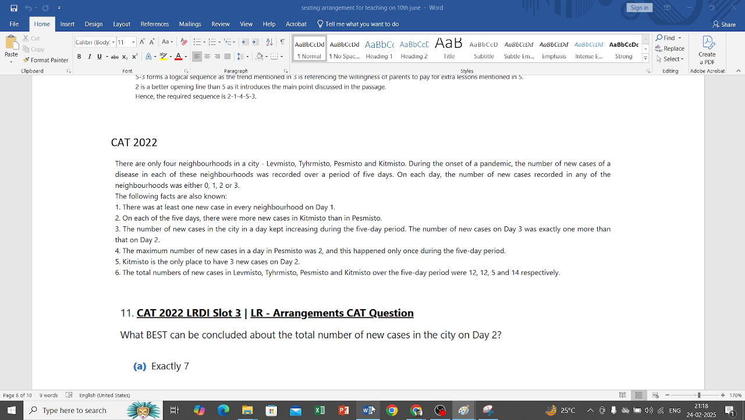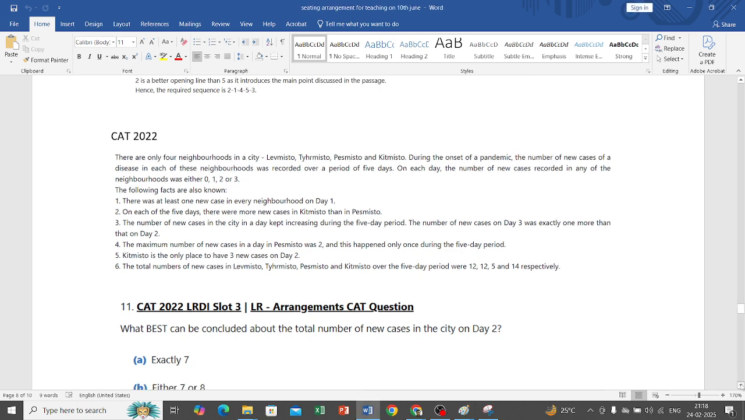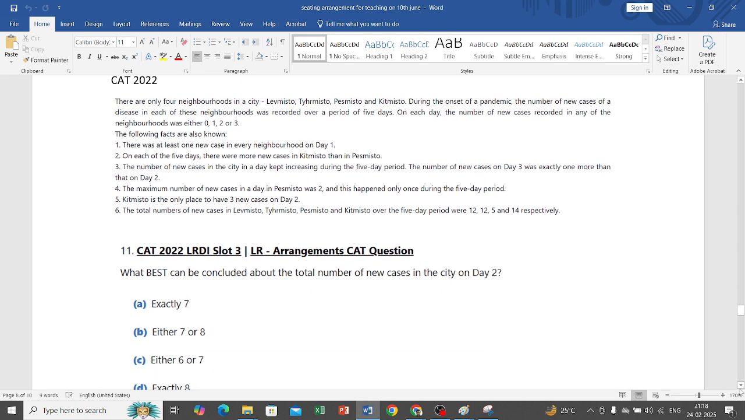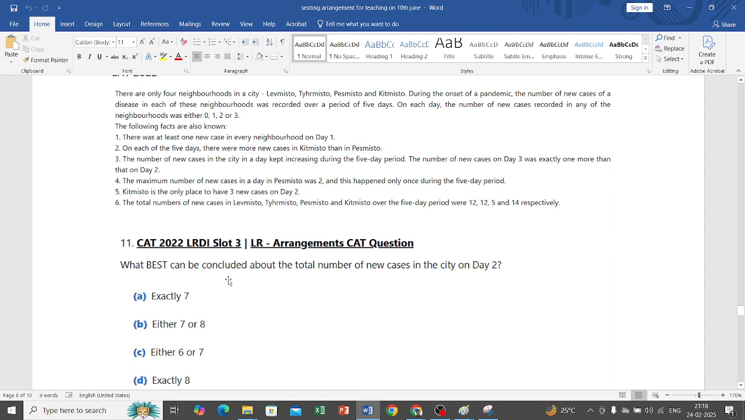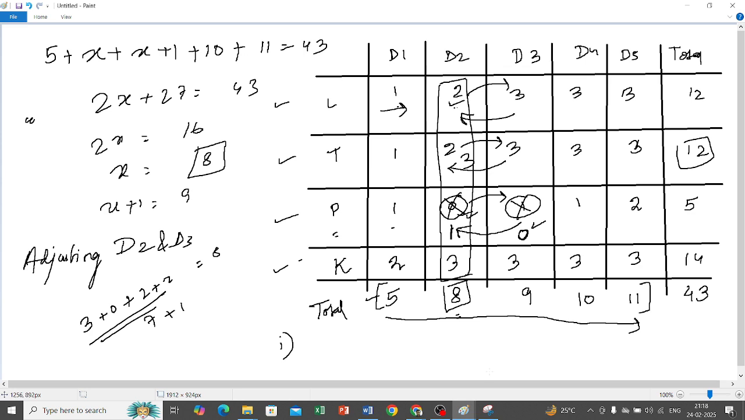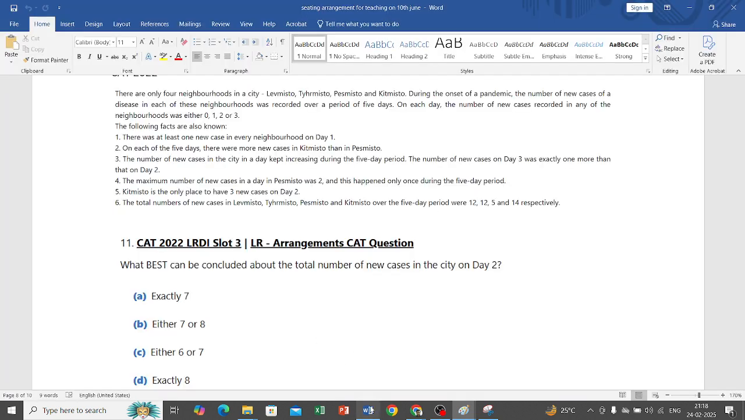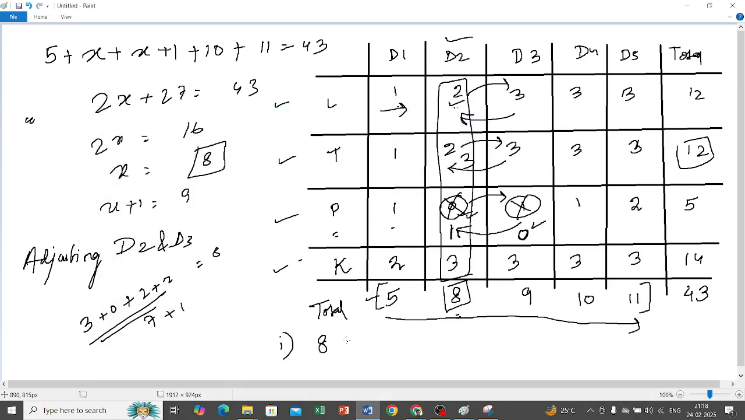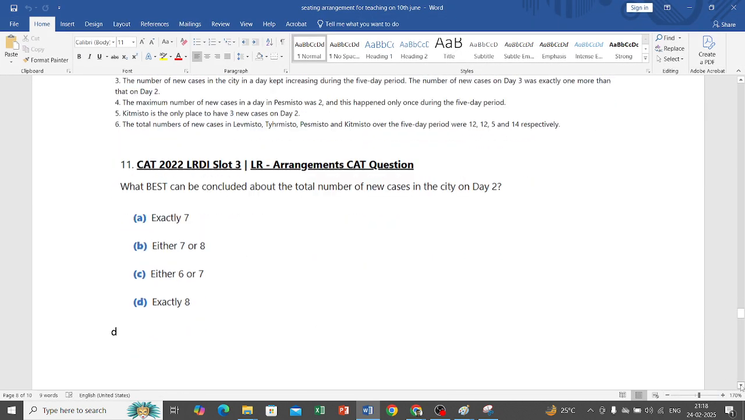So we'll see question number 1. What best can be concluded about the total number of new cases in the city on day 2? So let's see, this is day 2. What is the number of cases? 8, right? So exactly 8, option D. D is the answer.